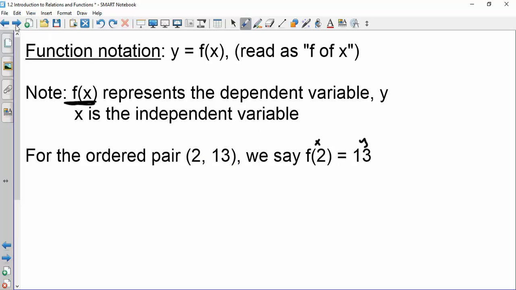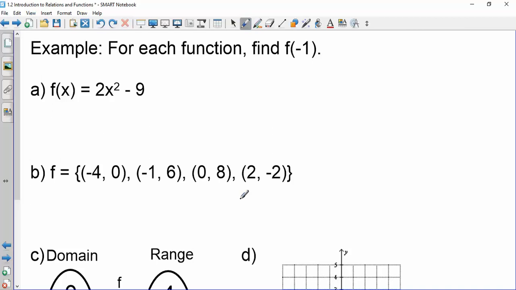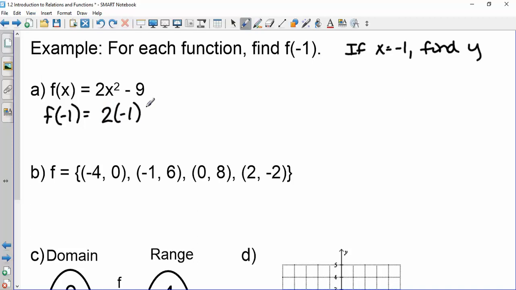So I just want to practice using function notation a little bit. For each of these 4 problems, I want to find f of negative 1. What this means is if x is negative 1, find y. And that's all it's telling us. So it's easiest if you have an equation. When I ask you to do f of negative 1, what do you have to do? So negative 1 squared is 1. 1 times 2 is 2. 2 minus 9 is negative 7.